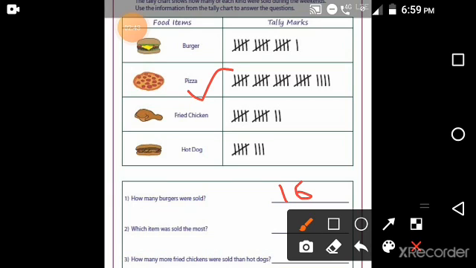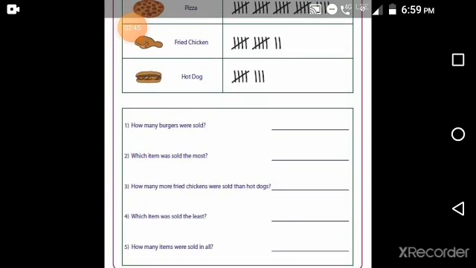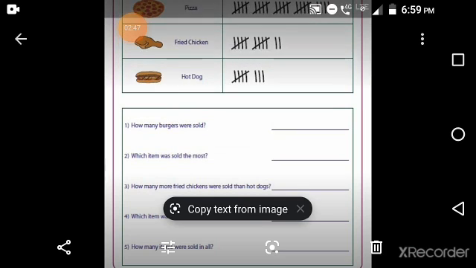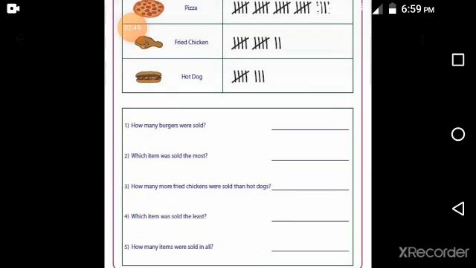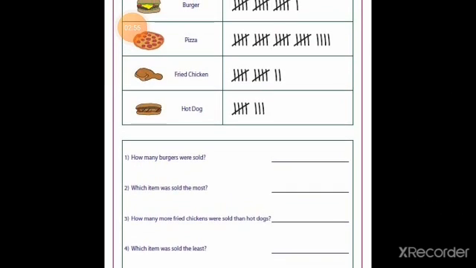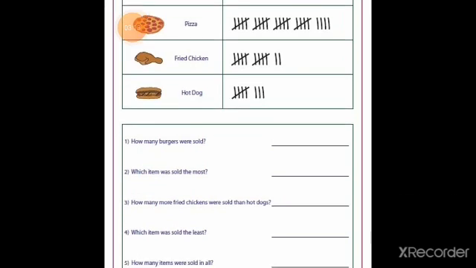Now look at the third question. How many more fried chickens were sold than hot dogs? You have to compare the number of fried chicken sold and hot dog. Here fried chicken is 12 and hot dogs are 8 in number. So you have to subtract, right? 12 minus 8 is 4. So how many more fried chickens were sold than hot dogs? Yes, 4.